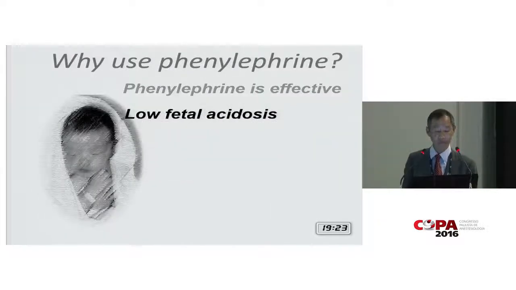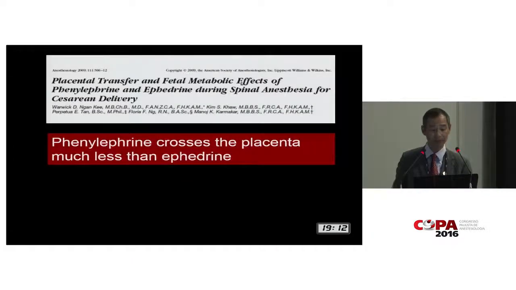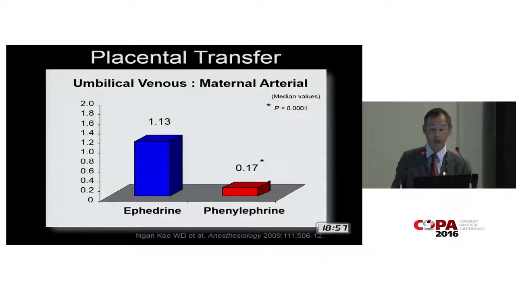The second reason is that we know now that it is associated with a very low incidence of fetal acidosis, even when used in relatively large doses. The probable reason for this, as shown in a study that my group published a number of years ago, is because phenylephrine does cross the placenta much less than some other drugs, particularly ephedrine. In this slide, I depict the placental transfer of the two different vasopressors. You can see, comparing phenylephrine in red versus ephedrine in blue, that the umbilical venous to maternal arterial ratio, which indicates the amount of placental transfer, is much less with phenylephrine in red compared with ephedrine in blue, shown quite clearly here.